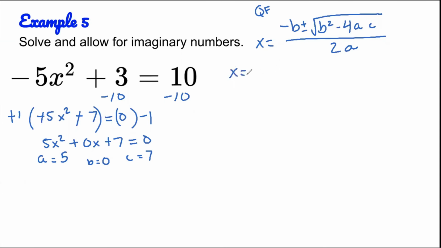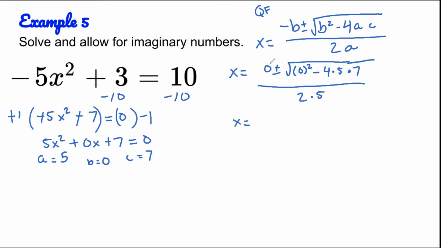So we have x equals negative b. B is 0. We cannot have negative 0, so we're just going to go ahead and say 0 plus or minus the square root of b squared, 0 squared, minus 4. A is 5. C is 7. And all over 2a. 2 times 5. All right, let's go ahead and simplify.